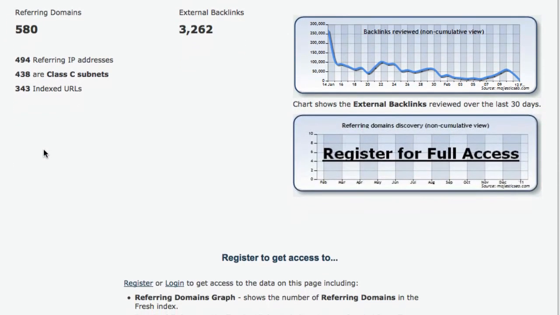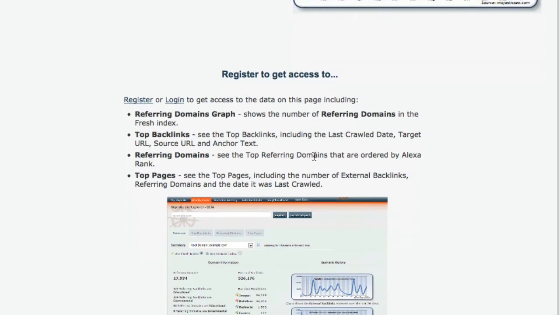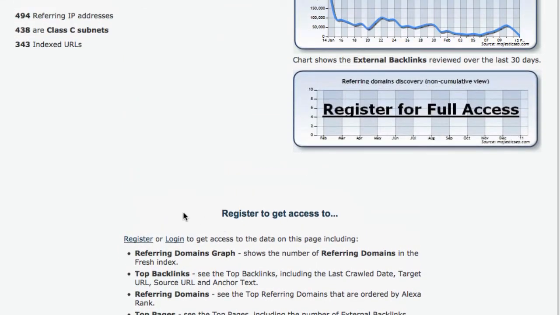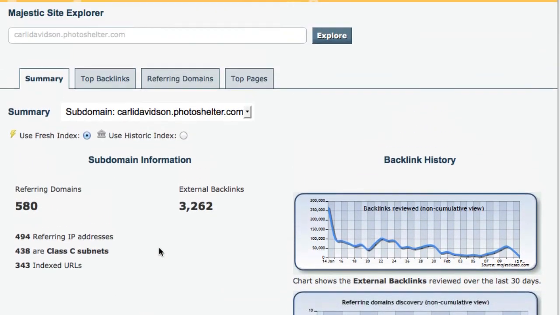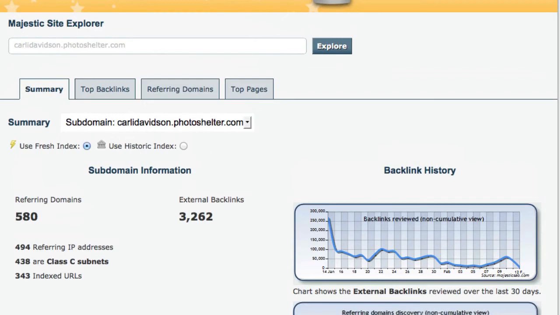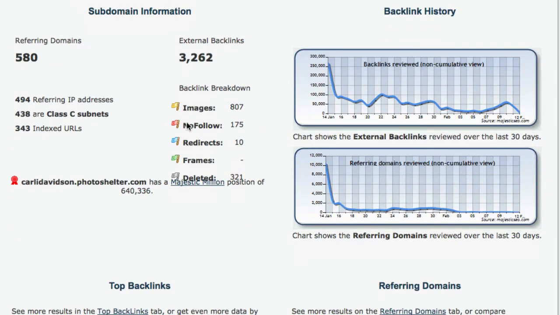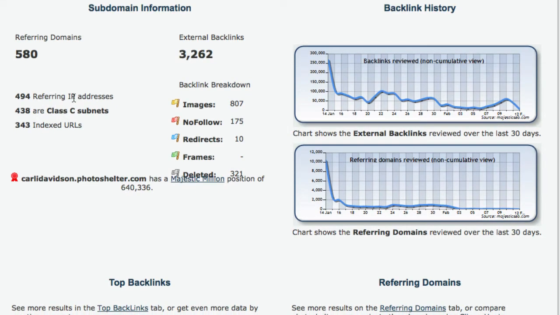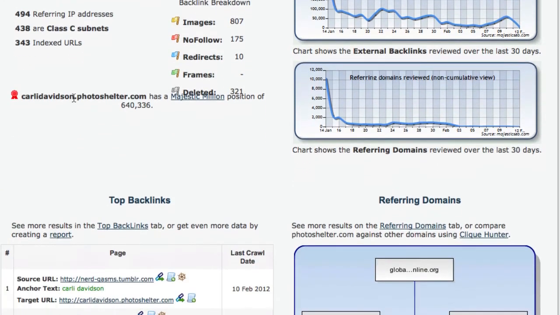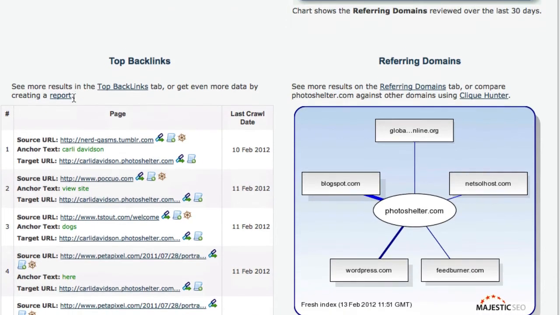Now, we can't see some of this other stuff here. So if you want additional information, you're going to have to register with them. And you can register for a free account, or you can pay for some additional levels of information. And we actually have an account here at PhotoShelter. So this is what it looks like when we're logged in there. So now I'm seeing a breakdown. I'm seeing which ones are Class C subnets, for those of you who know the difference between Class A, Class B, and Class C subnets. The number of referring IP addresses. And all of this is really showing kind of the strength of diversity that you're getting, and that's why it's impactful.